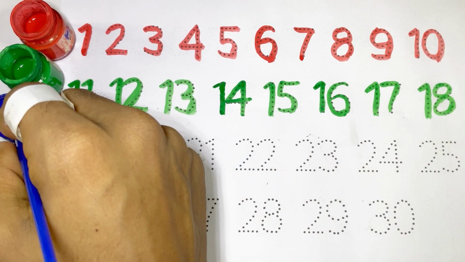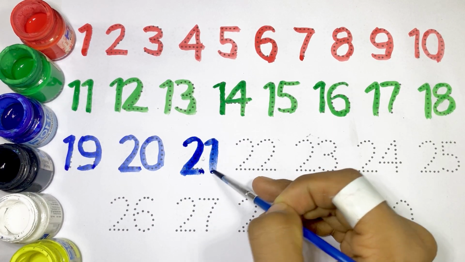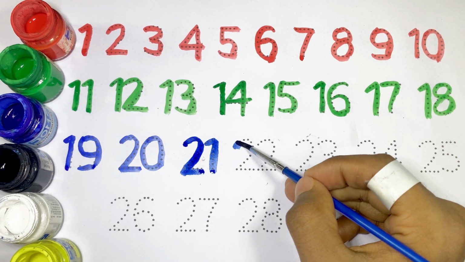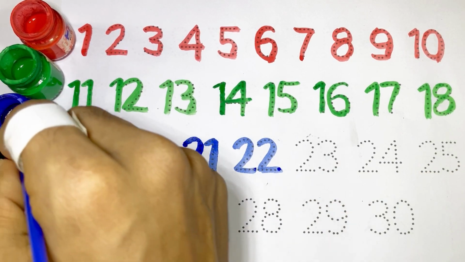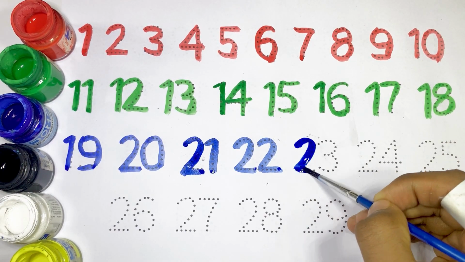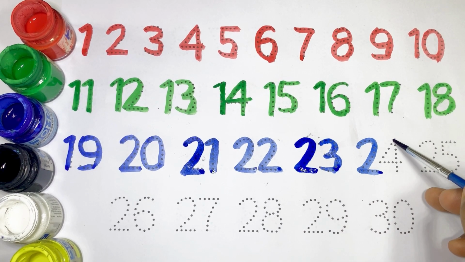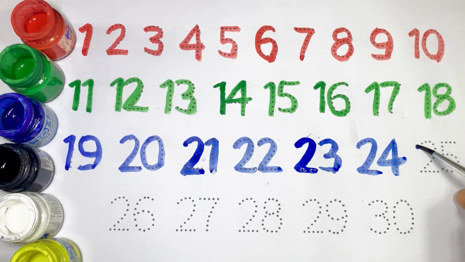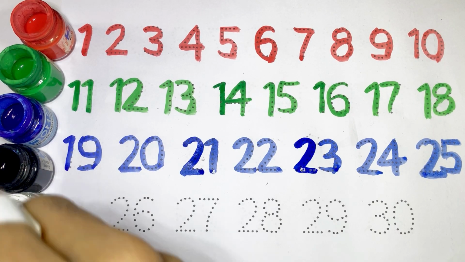20, 21, 22, 23, 24, 25. Kids now draw 26 and use black color.